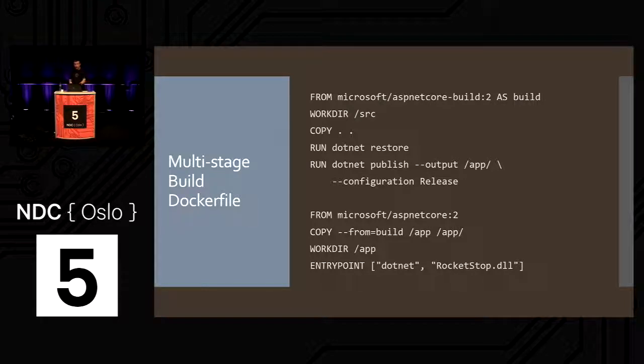And then on my second line in the second block, I'm saying COPY --from=build. So go to that image you built in the first stage of this build and just copy the files out of there directly into here, and then set WORKDIR to /app on this new image, and then do the ENTRYPOINT dotnet and just run rocketstop.dll.